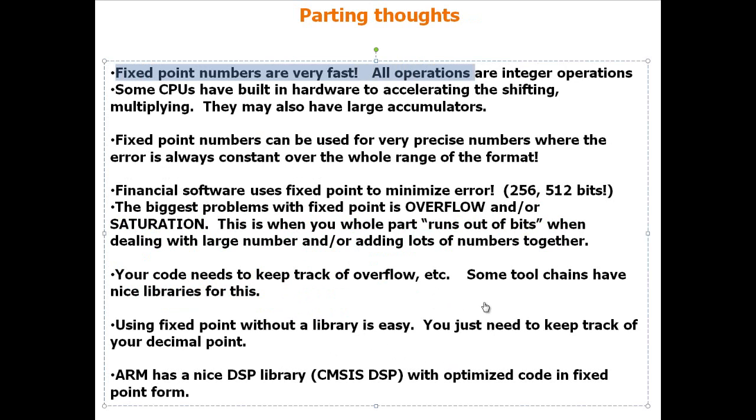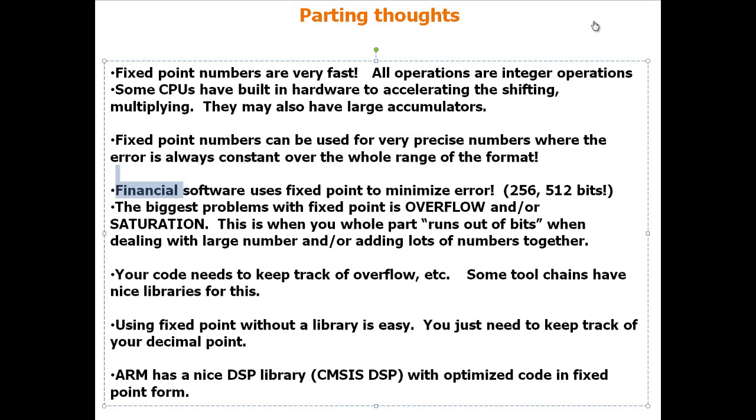So, parting thoughts. All right, fixed point numbers are very fast. They're all integer operations. That's a big deal. Some CPUs have built-in hardware to accelerate the shifting and the multiplying, and they may have very large accumulators, so you don't overflow. All right. Fixed point numbers can be used for very precise applications because the error can be controlled. It can be constant over the whole range of the format.